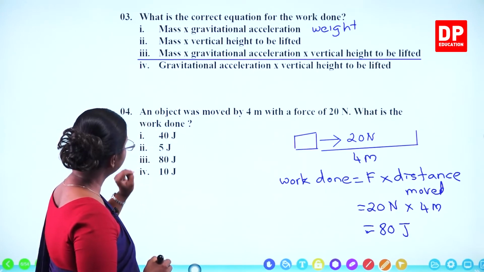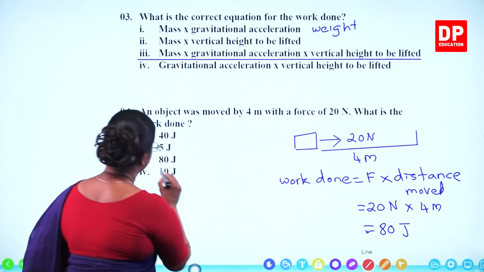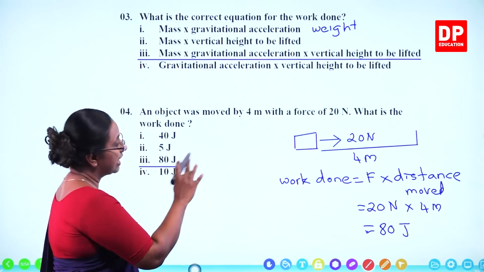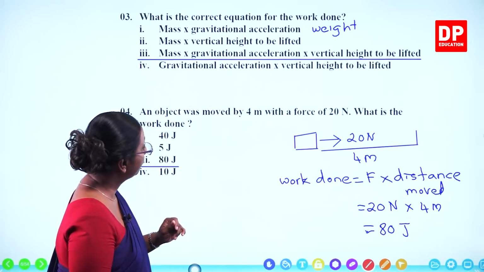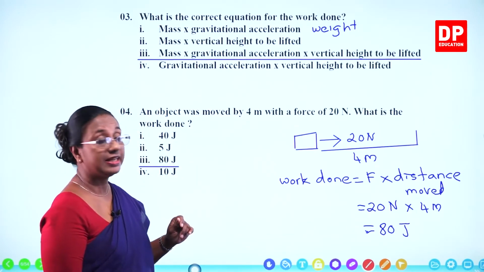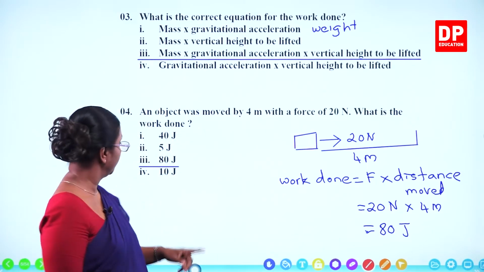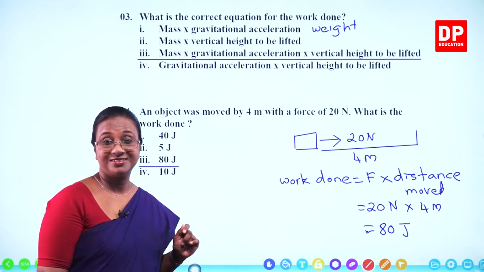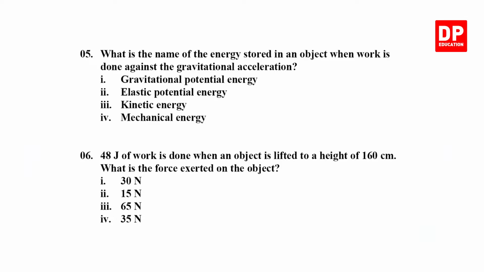40 joules, 5 joules, 80 joules, 10 joules. The correct answer is 80 joules. That is a direct calculation. Work done. An object was moved by 4 meters with a force of 20 Newton. What is the work done? Force into distance moved. That is 80 joules. With that, students, we'll move on to the next question.